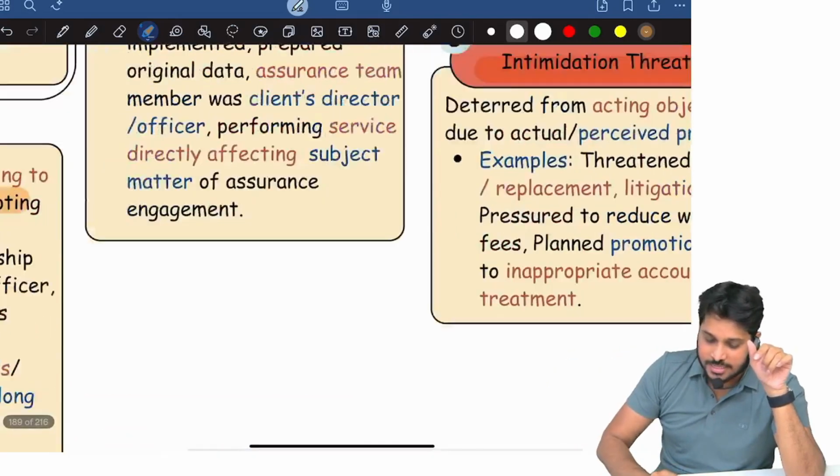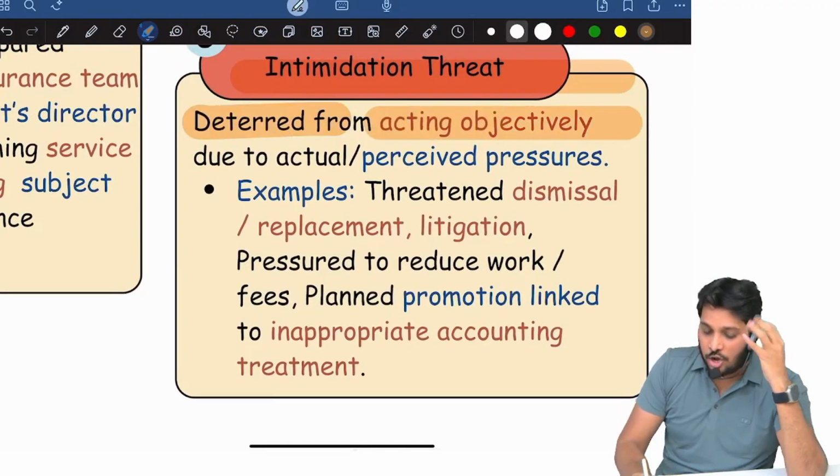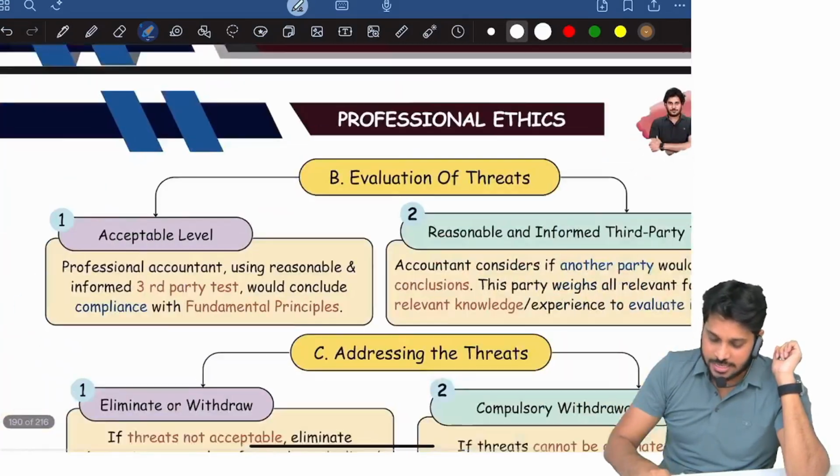Yes or no? Next, intimidation. Intimidation means what? The client is deterring you from acting objectively. Yes or no? Either he is bribing you or he is blackmailing you. So that is intimidation.